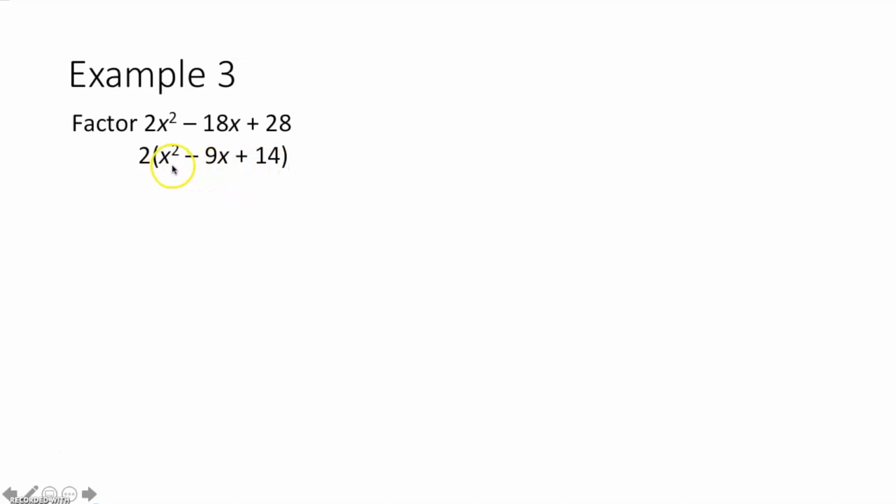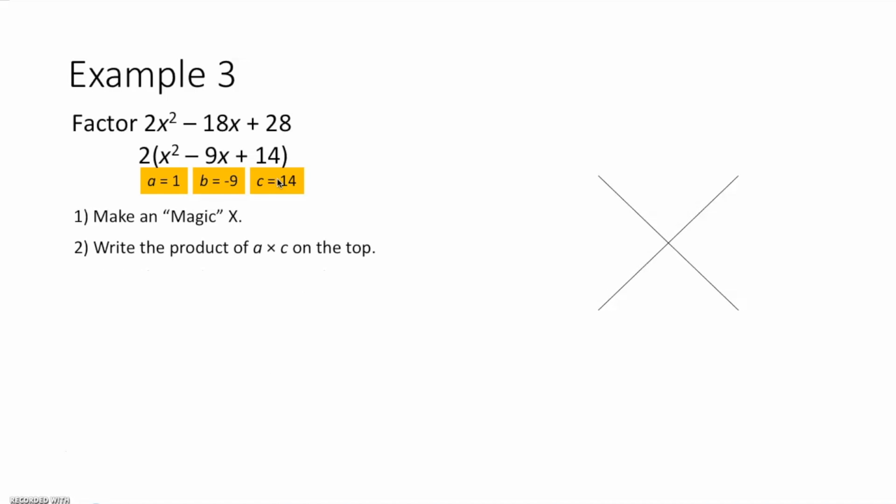So in here, I can now figure out what's my a value. The number in front of x squared, that's going to be this invisible 1. The number in front of x is going to be my b value, that's negative 9. And the number tacked on the end is going to be my c value, 14. So now, to factor this, we're going to use a magic x. So let's go ahead and do that. A times c is going to go on top of my magic x. My b value is going to go on the bottom.